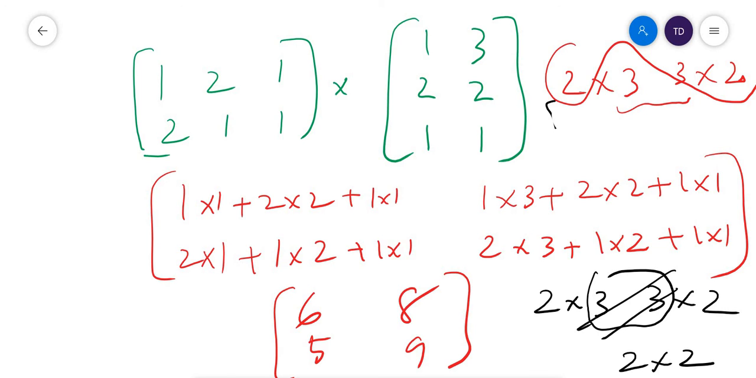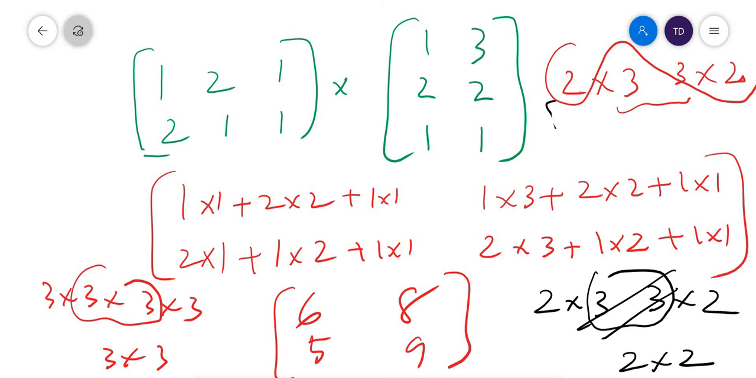If you are multiplying a 3 by 3 matrix with another 3 by 3 matrix, again this 3 will be gone and you will get a 3 by 3 matrix. If you are multiplying 2 by 2 with 2 by 2, the middle 2 and 2 will go and you will get a 2 by 2 matrix. So this is about second order tensor multiplication.